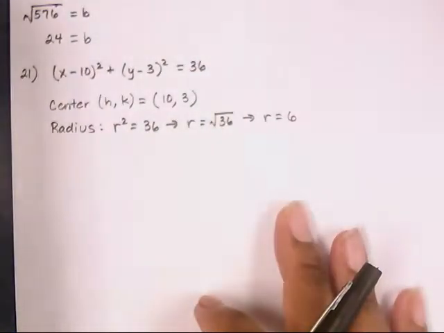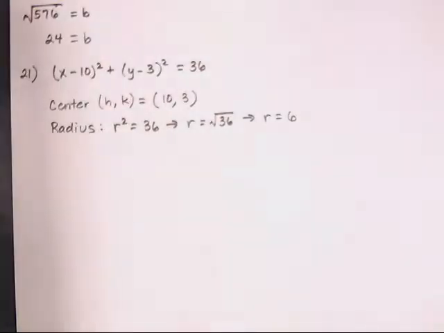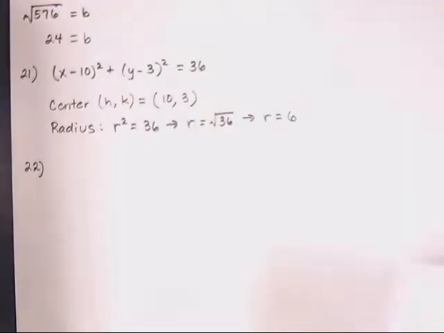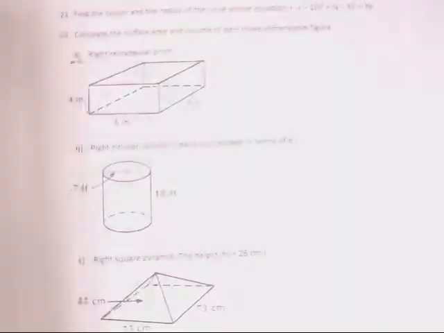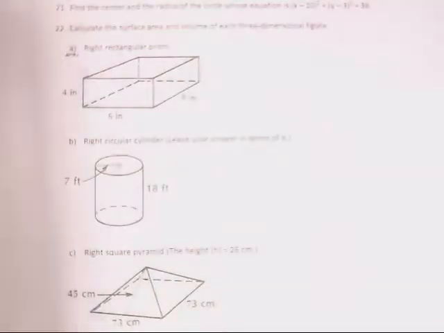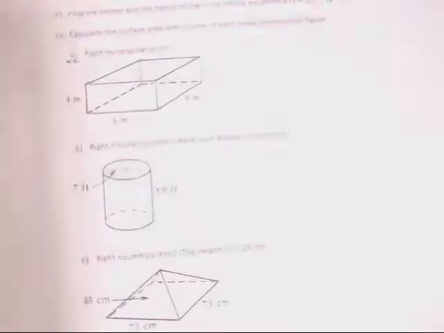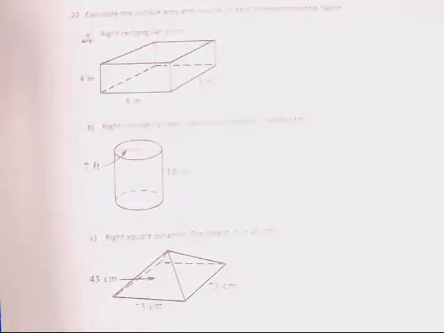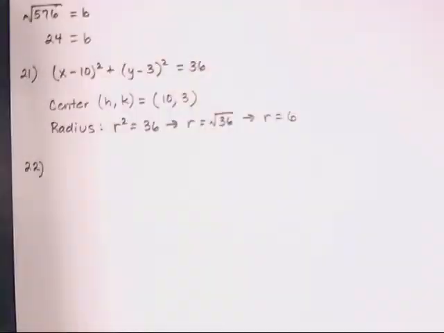Alright, in this video we're going to finish the remaining problems that are on the review sheet for your final exam on Wednesday. And I stopped at problem number 22. And it's this right here. Here you're going to calculate the surface area and volume of each three-dimensional figure. So you're going to have five three-dimensional figures. You're going to have to calculate the surface area and the volume, starting with a right rectangular prism.